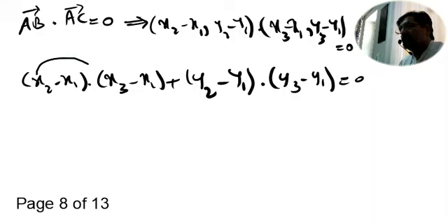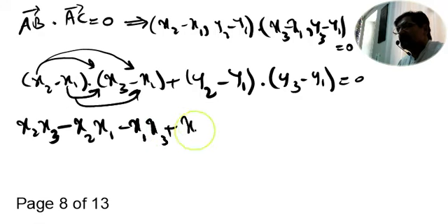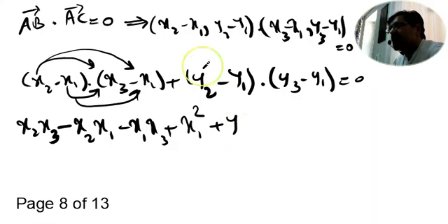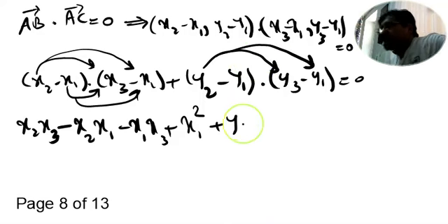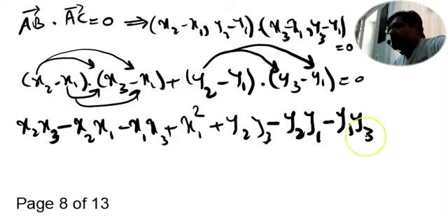Okay, by multiplying part by part, x2 x3 minus x2 x1 minus x1 x3 plus x1 square. The next part, y2 multiplied by the next parenthesis. Okay, y2 y3 minus y2 y1 minus y1 y3 plus y1 square equals 0.